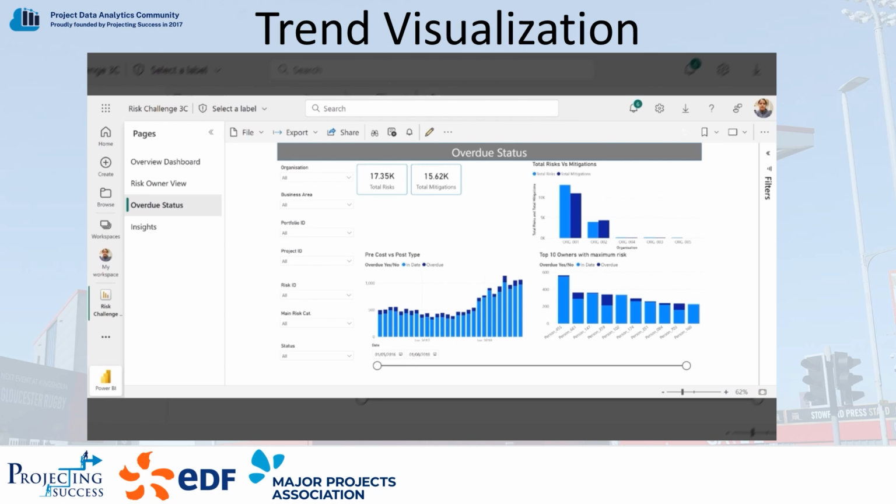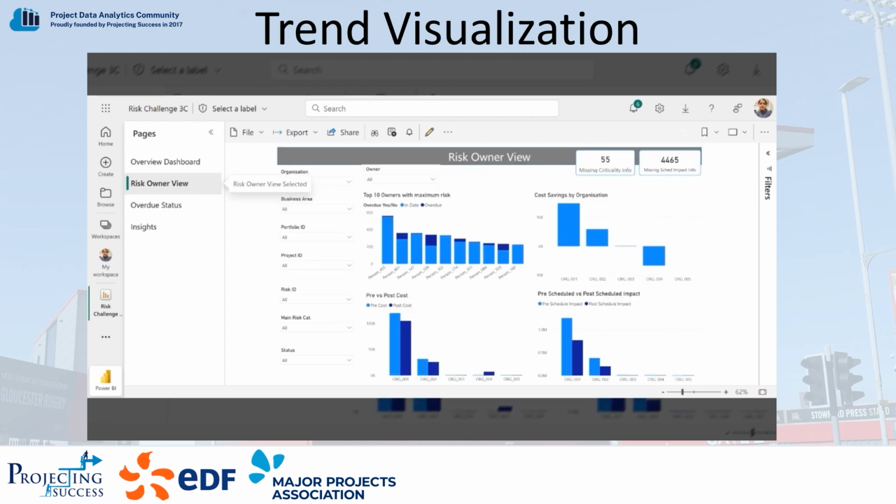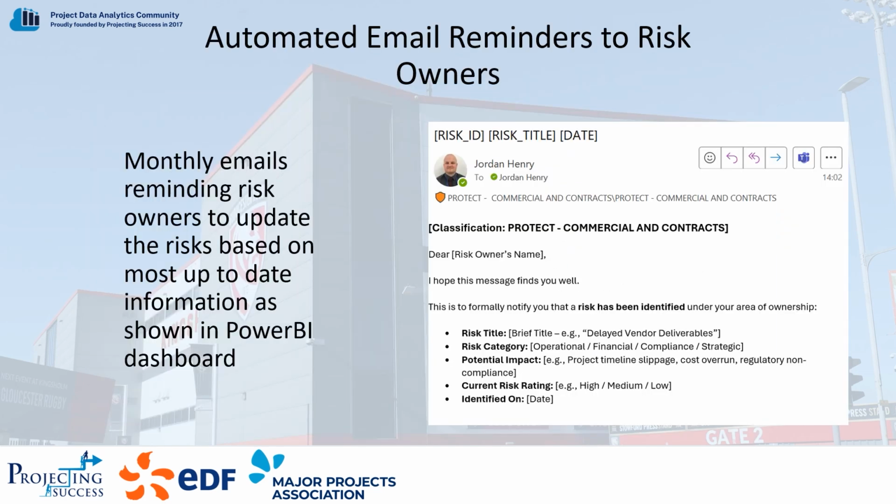A monthly email reminder is sent to the risk owner to update their risk based on the most up-to-date information shown in the Power BI dashboard. The email reminder will show things like the risk title, basically telling them what sort of risk is related to, for example delayed vendor deliveries. It also tells the risk category, what sort of risk it is, financial or compliance, the potential impact of the risk, i.e. operational, the current risk rating, either high, medium, or low, and also identifies the date that the risk has been picked up.